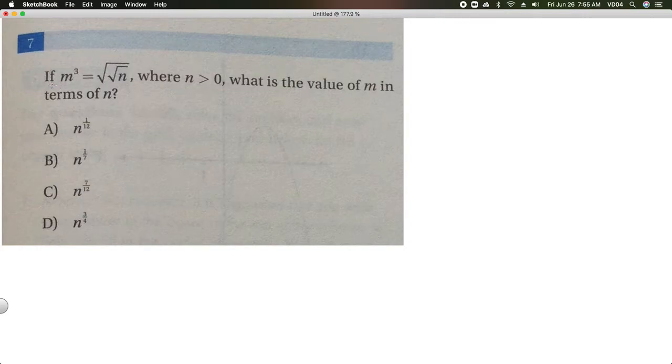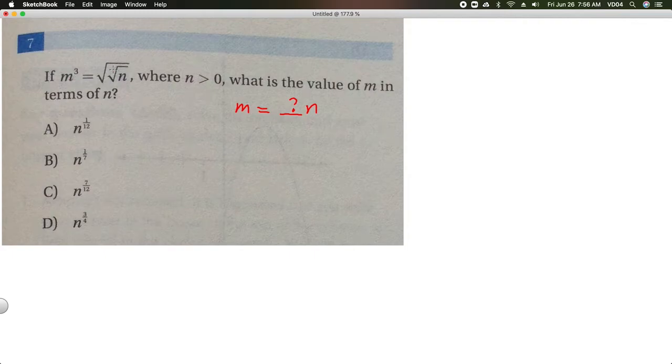In this question, if m cubed is equal to the square root of n, where n is greater than 0, what is the value of m in terms of n? So we want an equation where a single m, with an exponent of 1, is equal to some value involving n. So we want to express m in terms of n.